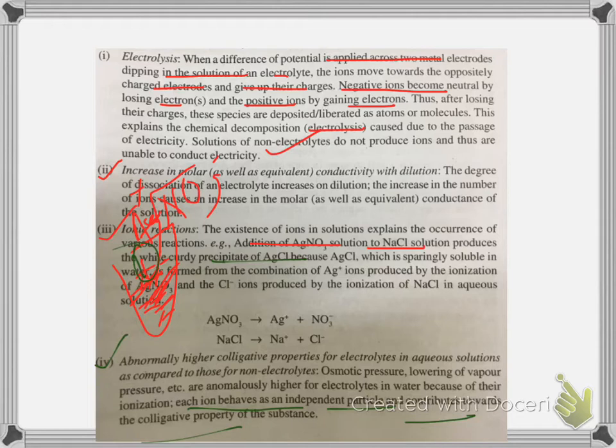These are the four evidences supporting Arrhenius theory. Even with this much evidence, this much proof to support Arrhenius theory, there are many limitations also. That also you have to consider.